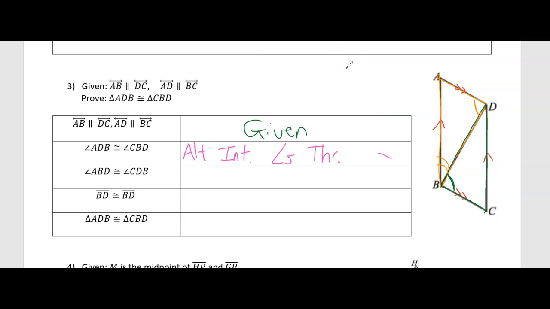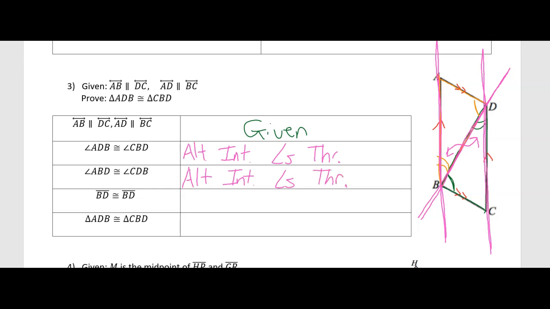ABD is congruent to CDB. So those are marked with two arcs. Well, again, we only have to work with the parallel lines. These ones are using the other parallel lines. So you have a parallel line here. Parallel line here. And my transversal is right here this time. So again, those angles, they're on opposite sides of the transversal, and they're inside the parallel lines, just like the other ones. So again, alternate interior angles theorem.